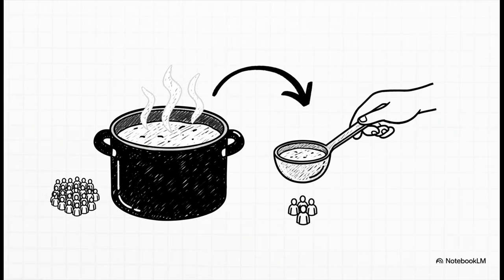Think of it like this. You're making a giant pot of soup. You don't need to eat the entire thing to know if it needs more salt, right? You just taste one spoonful, that's your sample, to make a solid conclusion about the whole pot. That's your population. It's the exact same idea.